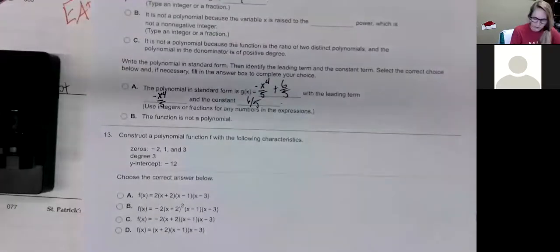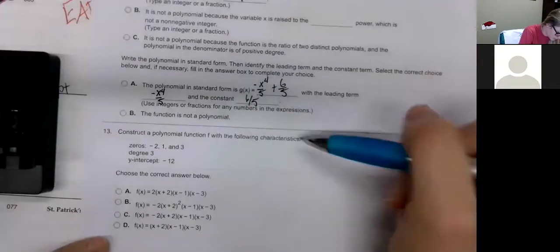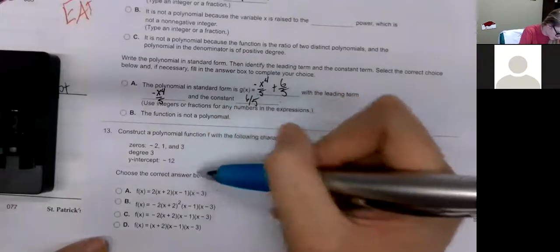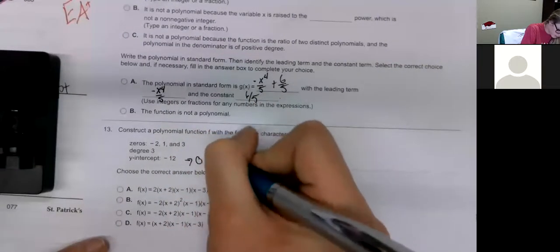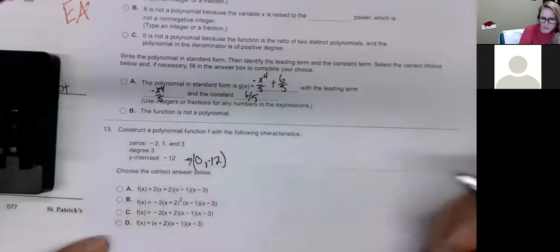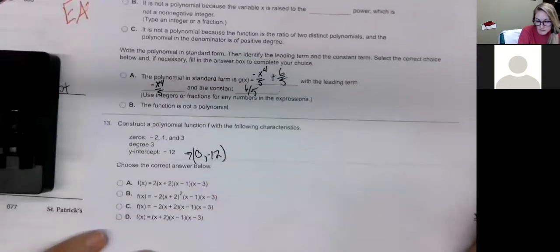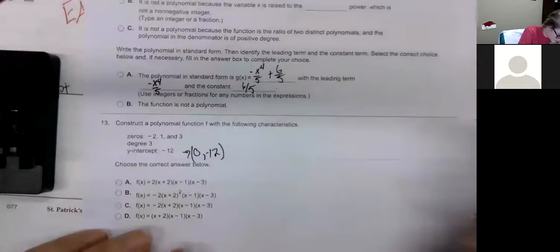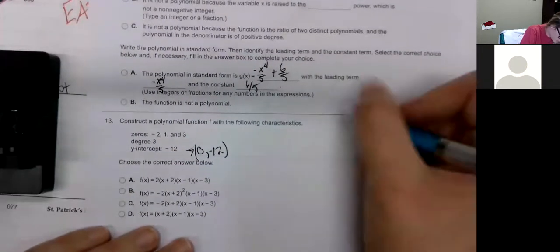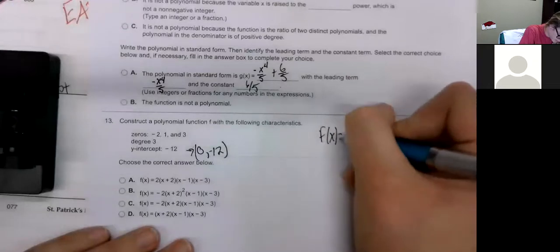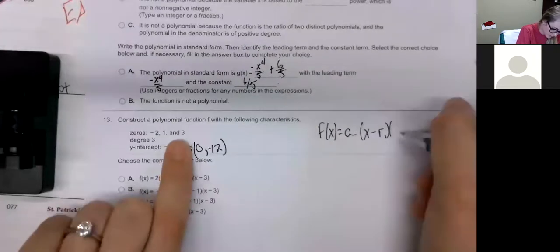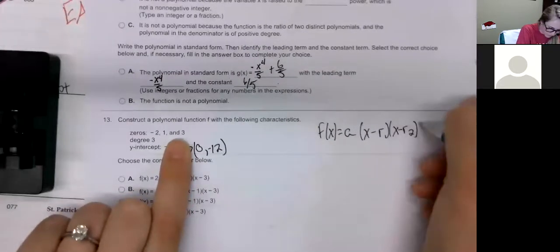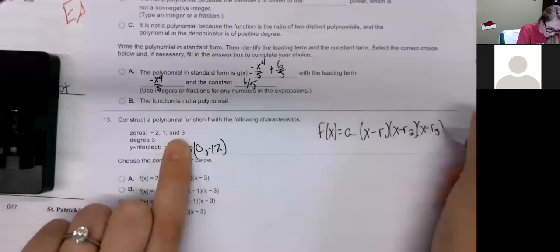There's only one problem left, so let's go ahead and do that real quick. Construct a polynomial function f with the characteristics. Right here is the one they give us, this y-intercept. Remember that this is 0, negative 12. For it to be the y-intercept, it has to have an x value of 0. So we're going to use that function f of x equals a times x subtract r1. And since we have 3 zeros, x subtract r2 and x subtract r3.